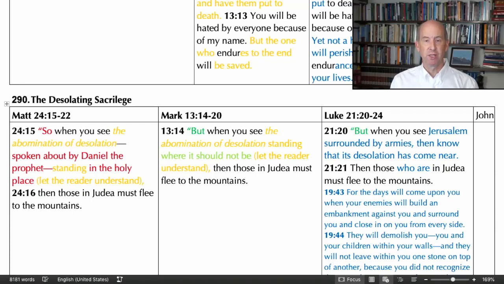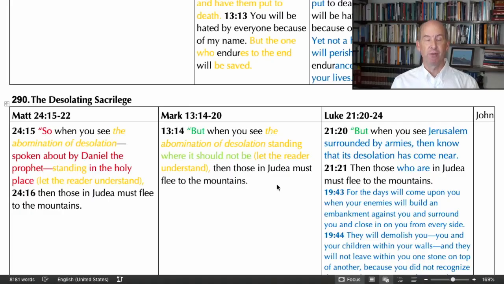Look at Mark 13:14. "When you see the abomination of desolation standing where it should not be," and then in parentheses, "let the reader understand, then those in Judea must flee to the mountains." This is Jesus talking in Mark 13, and he's not talking to readers. He's saying this orally. So the phrase, "let the reader understand," is coming from Mark, not from Jesus.